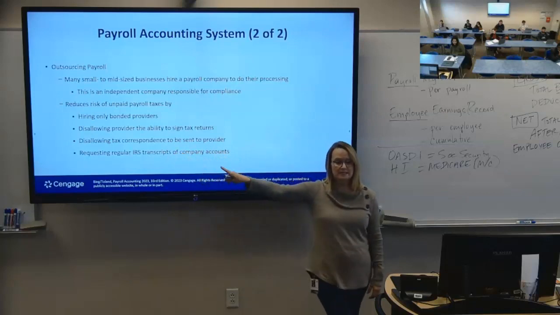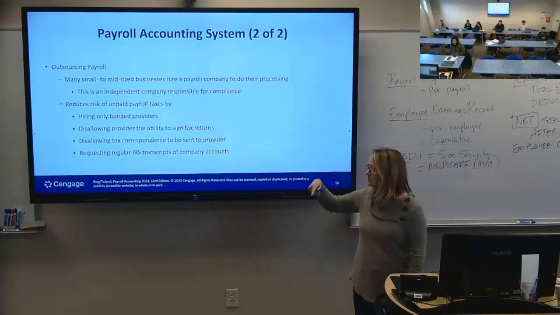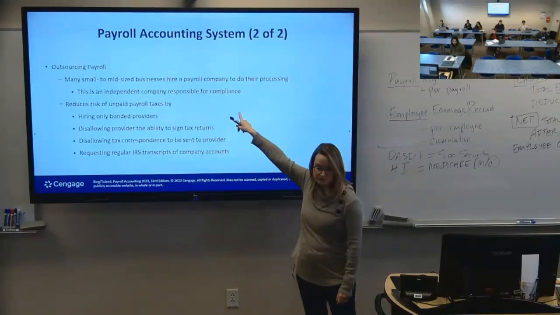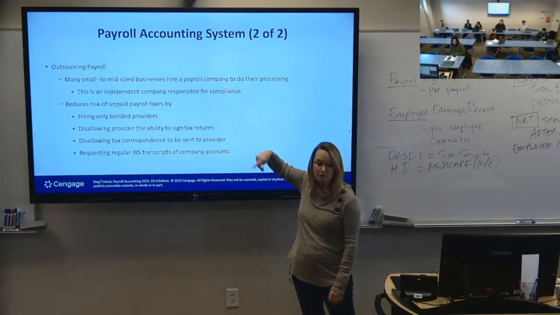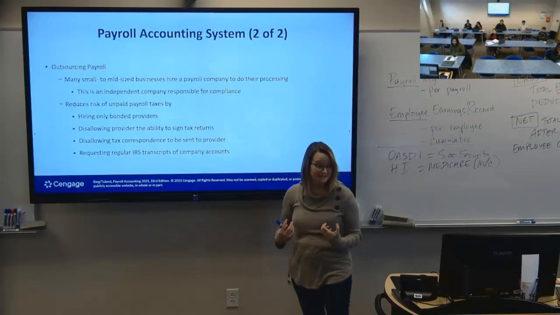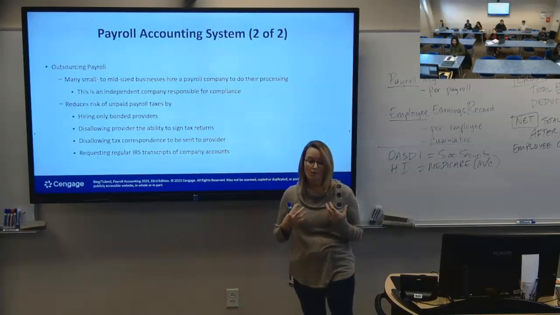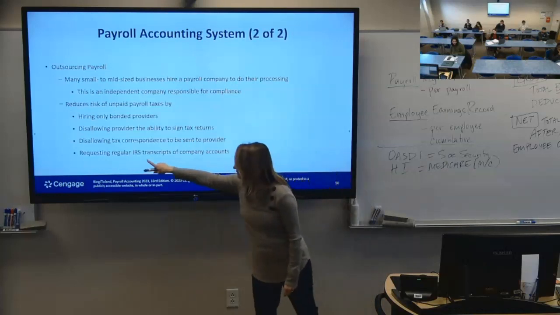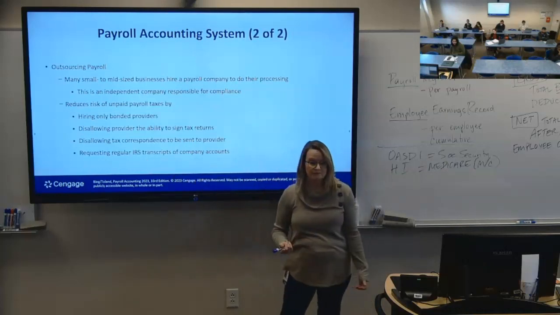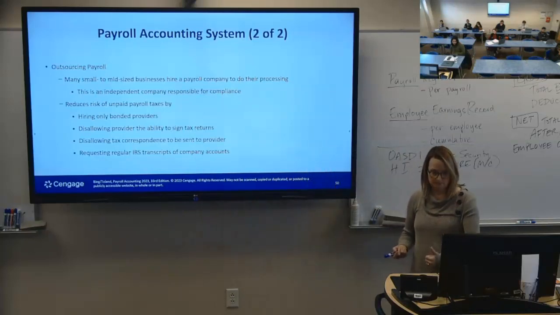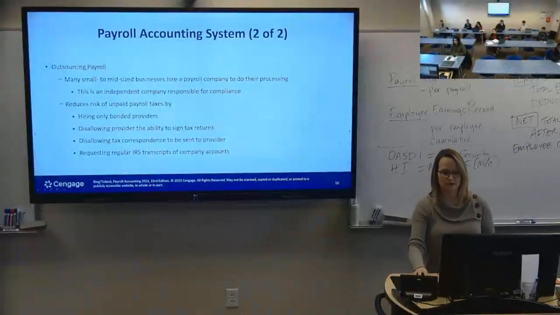Tax correspondence needs to be sent to the business, the company, not only to the outsourcing payroll company, but also to the company who has hired them, so that the company is aware of any late payments or underpayments or anything like that. And regularly request IRS transcripts of the company account. That's to double check and make sure that everything has been paid, that it's been paid correctly, and there aren't any surprises out there waiting for them.